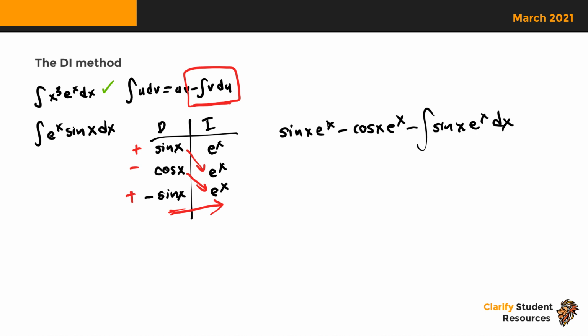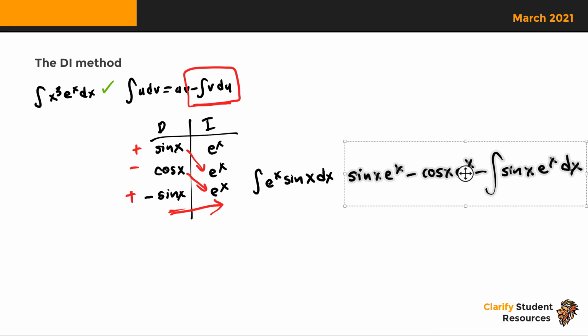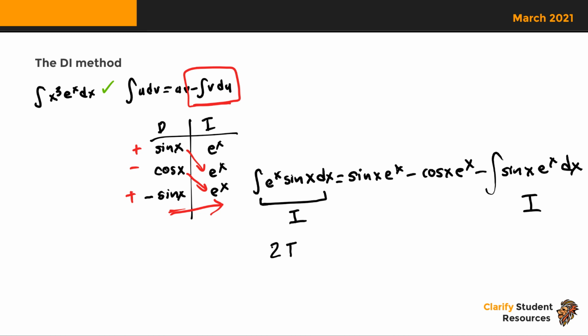And then what you're going to notice here is that we initially started this integral on this side, and we see it on both sides here. So I'm going to put an equal sign, and you can kind of see that if we call this side I, we have an I over here as well. So if we add I to both sides, we get 2I is equal to sine x e to the x minus cosine x e to the x, and then I is equal to all of that over 2.